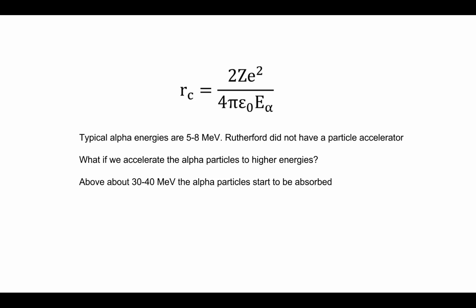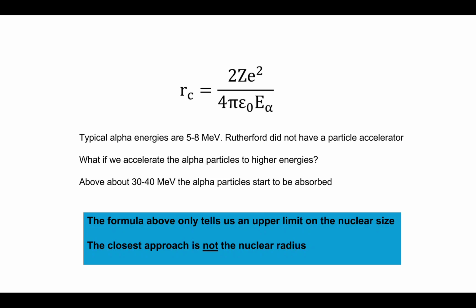So typical alpha energies are 5 to 8 MeV. Rutherford, obviously, when they did this, early 1900s, didn't have a particle accelerator. So can't we just keep accelerating particles to higher energies? Well, no, because as they approach higher and higher energies, alpha particles start to be absorbed. I believe Rutherford could only get up to about 8 MeV. So that was off the table anyway. So the formula above only tells us an upper limit of nuclear size. The closest approach is not the nuclear radius.